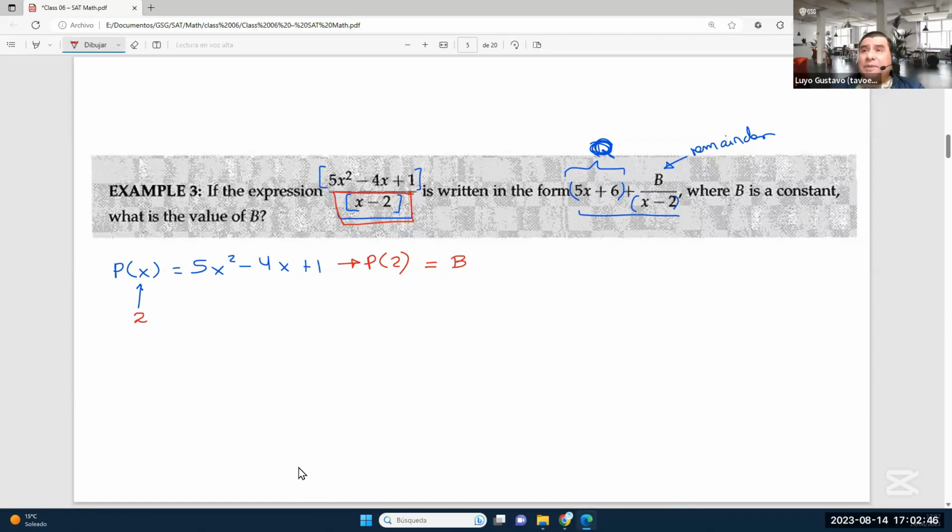You can say simply, okay, p of 2 would be 5 times 2 squared minus 4 times 2 plus 1. Okay, this is 4, this is 20. Here we have 8 plus 1. What do we have? Okay, 12 plus 1 equals 13. This is it. Is that really so? Let's verify. Take a look.